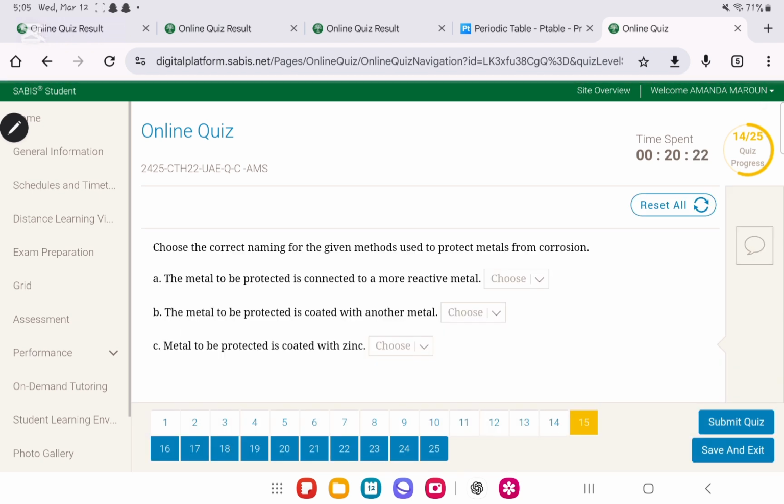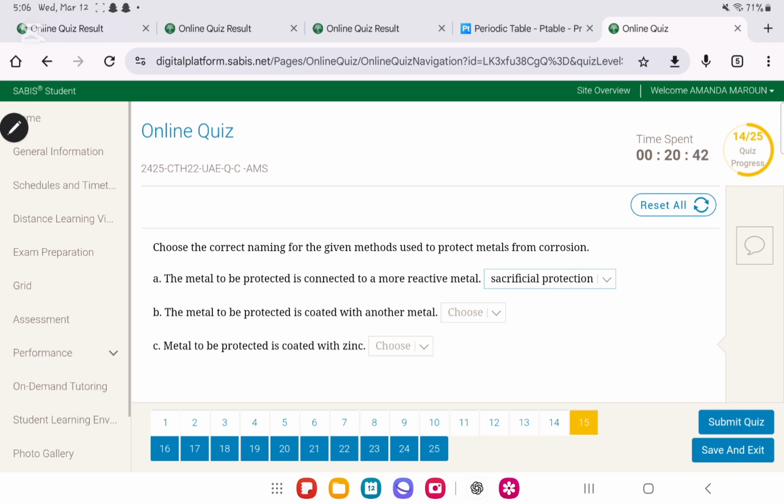We move on to question number 15. The metal to be protected is connected to a more reactive metal. Okay, keywords. Here the most important thing is keywords. When you see metal to be protected is connected to more reactive metal, this is called sacrificial protection.